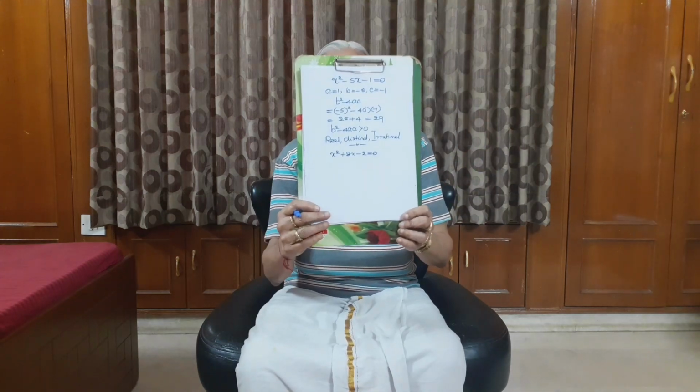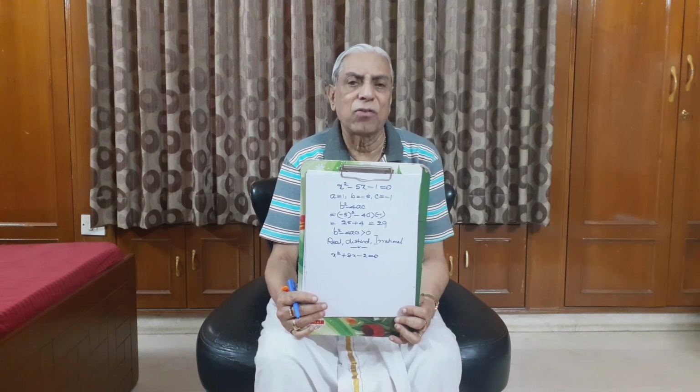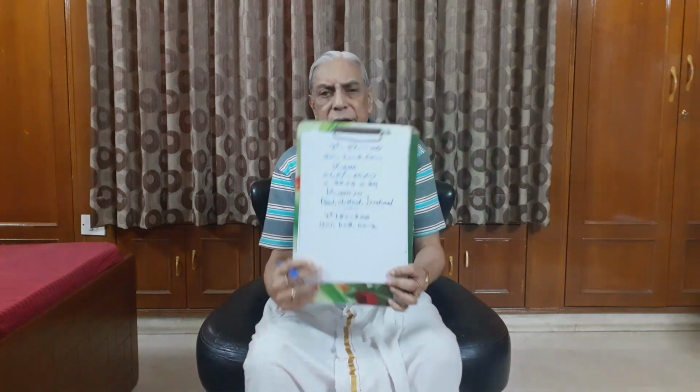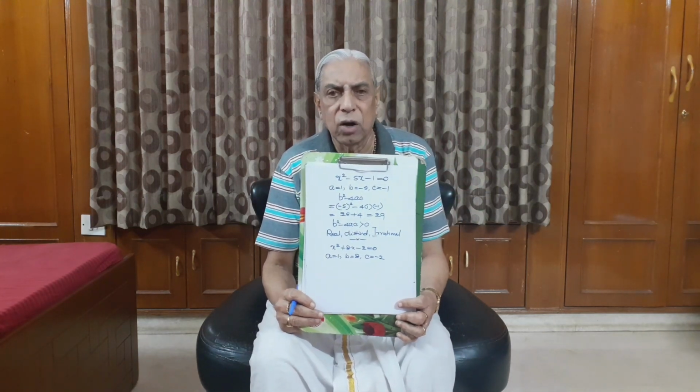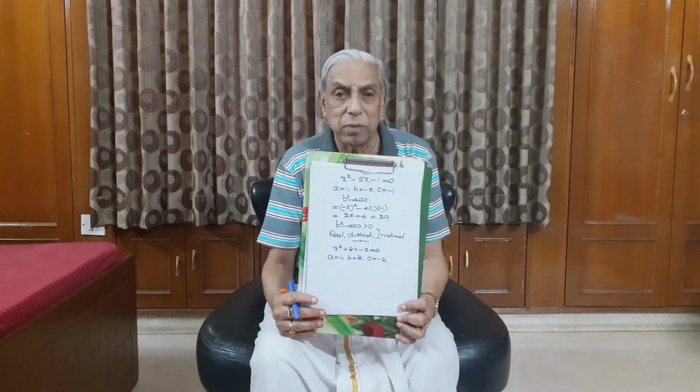I take one more equation here. x square plus 8x minus 2 equals 0. Once again, x square plus 8x minus 2 equals 0. Once again, proceed in the same way. Find the value of b square minus 4ac by analyzing the values of a, b and c. Here, a equals 1, b equals 8, c equals minus 2. Find the value of b squared minus 4ac.